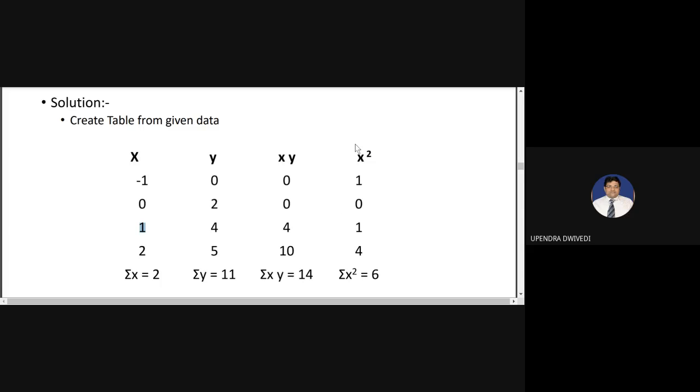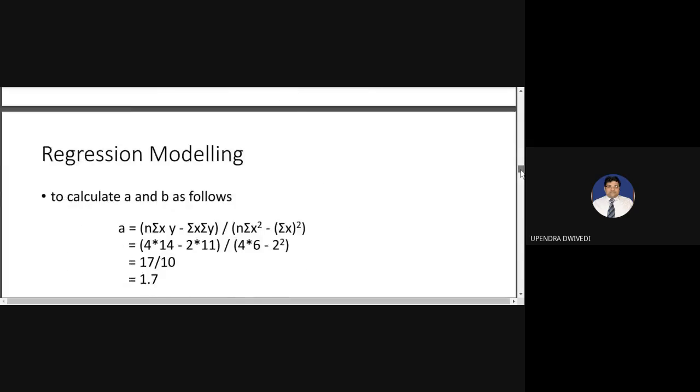The next value we'll calculate is x square. So x square will be the square of x. When we take minus 1 square, it becomes 1. If we take 0 square, this becomes 0. We take 1 square, again it becomes 1. And we take 2 square, it becomes 4. So when we take the summation of all the values, sigma x square becomes 1 plus 0 plus 1 plus 4, which is equal to 6. Now we'll proceed further.